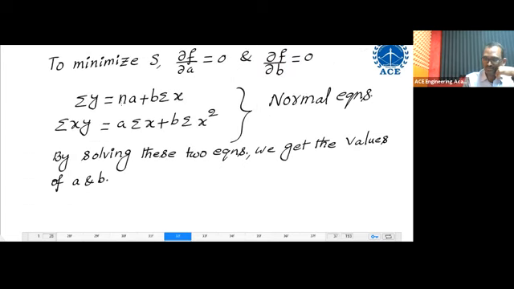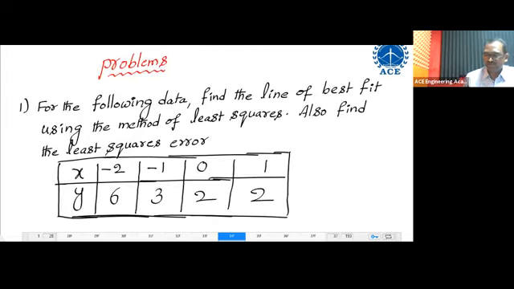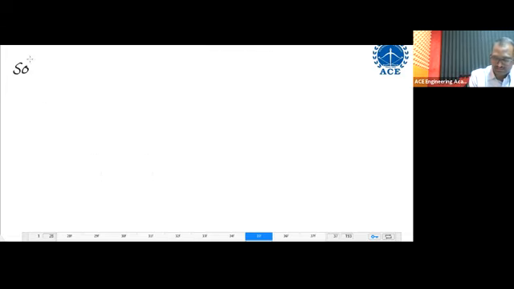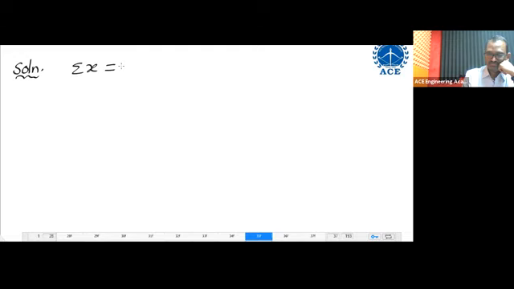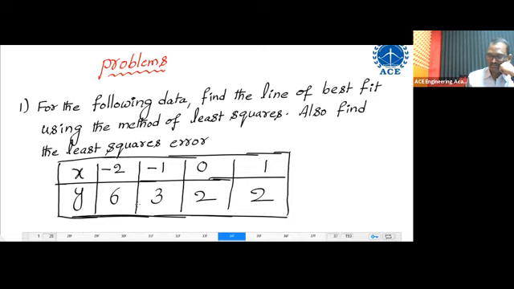Sigma y is equal to na plus b sigma x. Sigma xy is equal to a sigma x plus b sigma x square. So that's why you need to find sigma x, which is -2, and sigma y, which is 6 plus 3 plus 2 plus 2, 13.